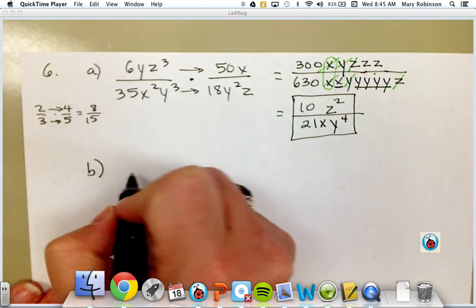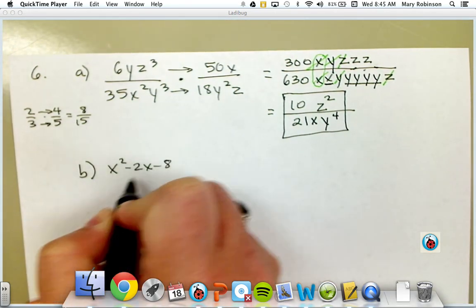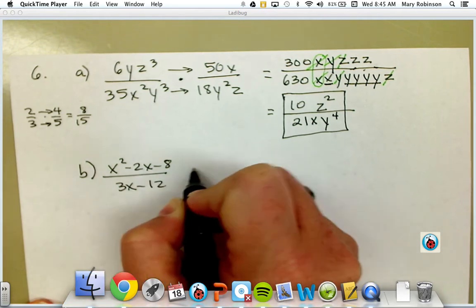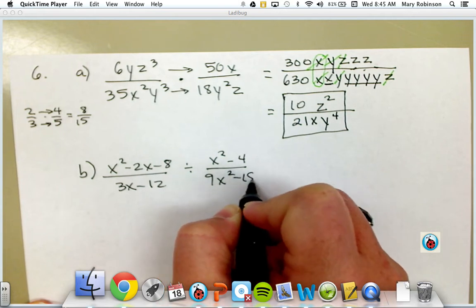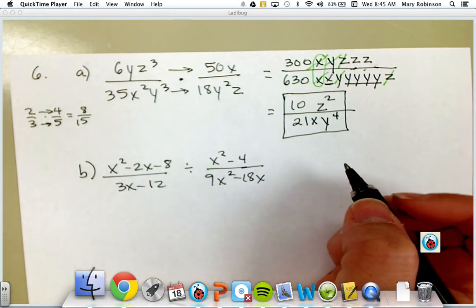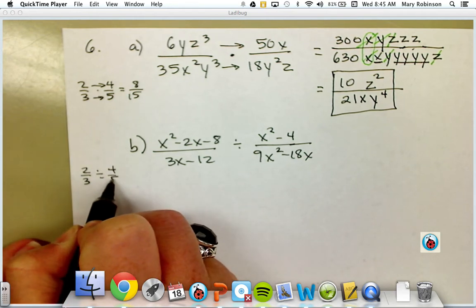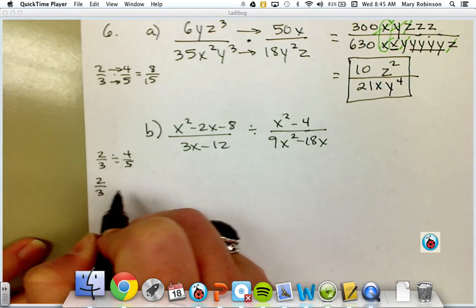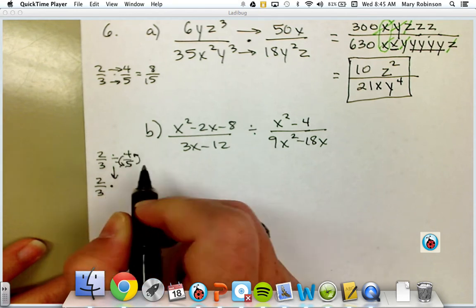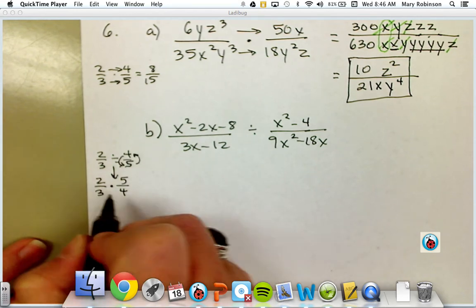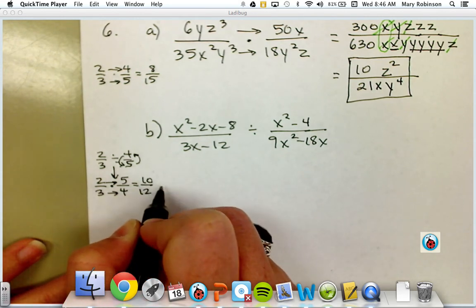For 6B, it's a division problem. What you need to remember about dividing fractions is that when you're dividing fractions, you actually turn it into multiplication. So if I had 2/3 divided by 4/5, I would actually keep the first fraction, change division to multiplication, and invert my second fraction here and get 5/4. Now, because it's just multiplication, I would multiply straight across and then reduce.